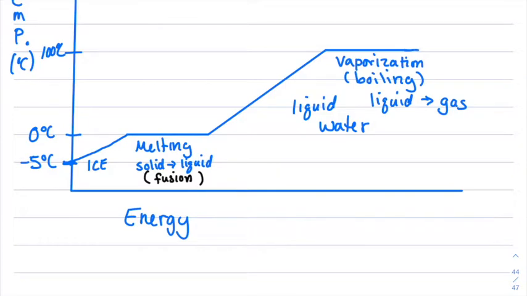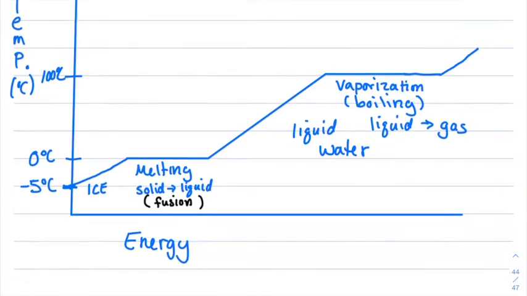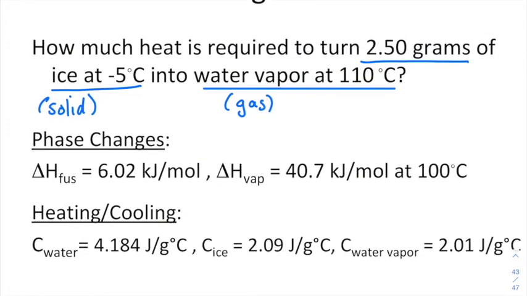So here, we are vaporizing, we're boiling, we're turning everything into gas. Once everything is in the gas form, then we can start raising our temperature again. And in our problem, we are going to keep heating until we get to this 110 degrees Celsius.